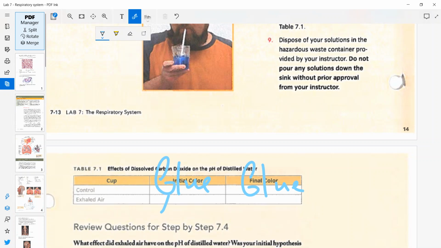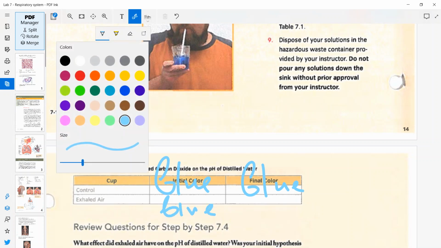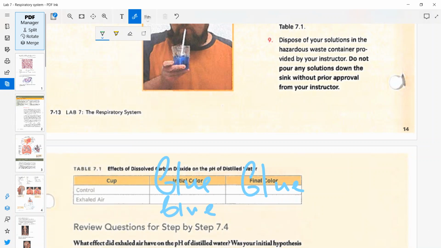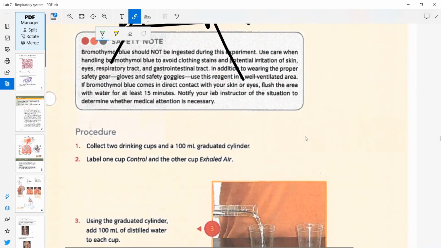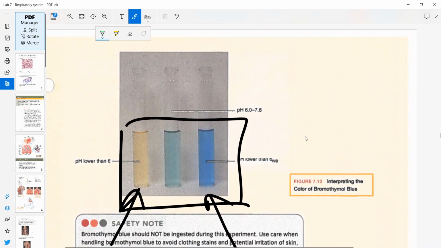And initial color will be also blue in our experimental group, but once we exhale some air into it, the color will change to green. Because pH changed, it became more acidic, and this is what we see, yellow/greenish color.